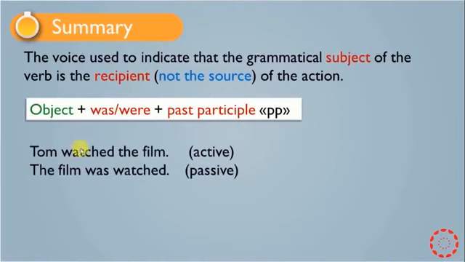Look at this example. This is the active voice. Tom watched the film. Tom is the subject here. Watched is the verb and the film is the object. We write the film at the beginning in the passive voice. We say the film because it's singular, we say was, and then we change the verb to the past participle. Watched remains the same because, as we said, watch is a regular verb, just take ed. And the passive voice is: the film was watched.